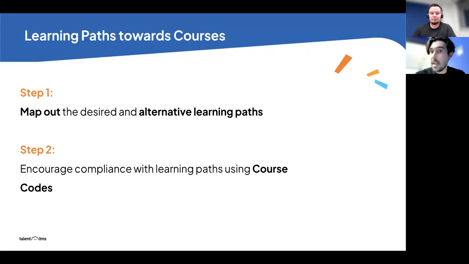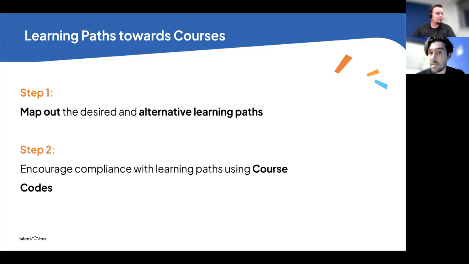Would it be a linear pathway, or would you perhaps give learners the opportunity to take different routes, or maybe through achieving completion in different courses, unlock the next courses, for example.